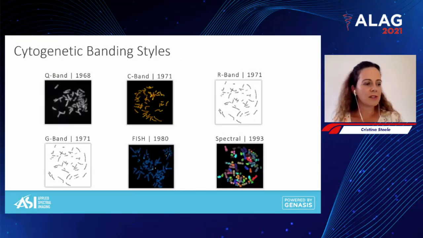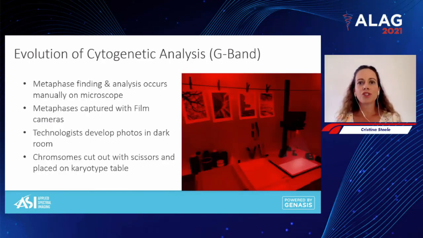And last but not least, we will now discuss G-banding. The evolution of cytogenetics analysis actually started with its own version of a darkroom, using film cameras and developing your metaphases on photography paper, cutting them out with scissors and placing them on a karyotype table.